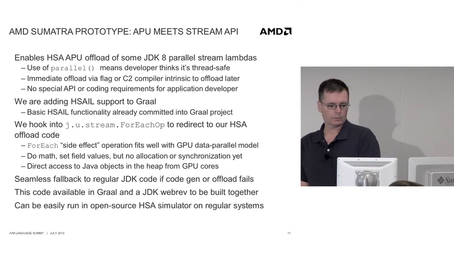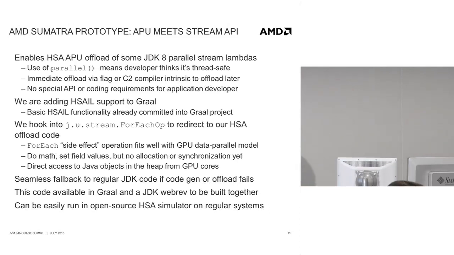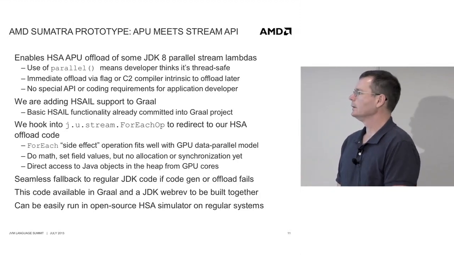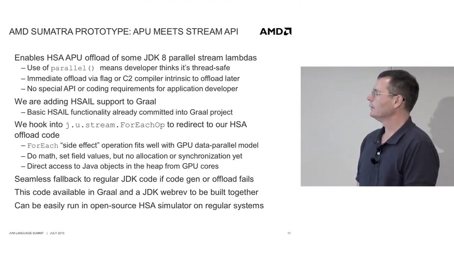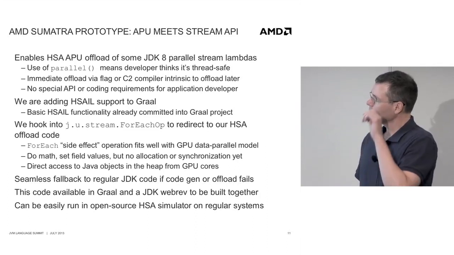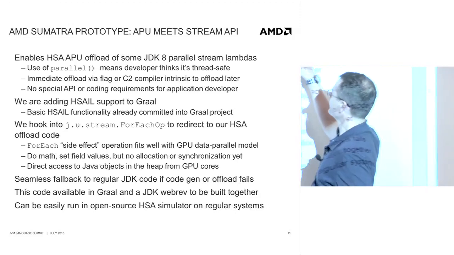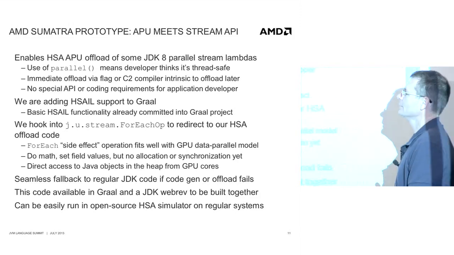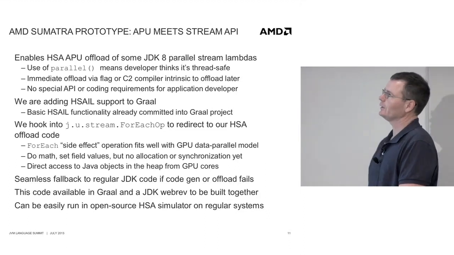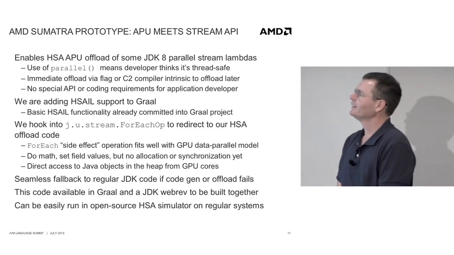Okay, so now I'll get into more details about what we did in our demo JDK. So we took advantage of the stream API because we thought it was a really nice construct and it fits in very well with how we had in our mind the way that the data parallel algorithms should work. So what we did is we take advantage of having the parallel keyword in the stream, because it means, if the developer explicitly put parallel, it means at least he thinks it's thread safe, and we take it then that will be a good candidate to offload.